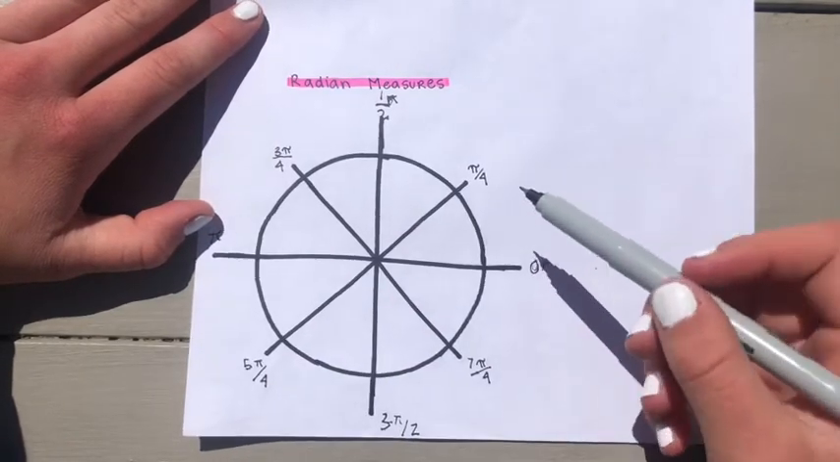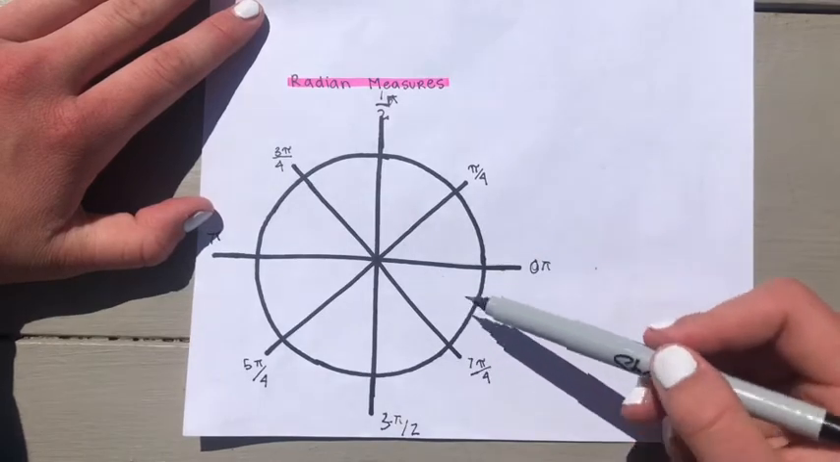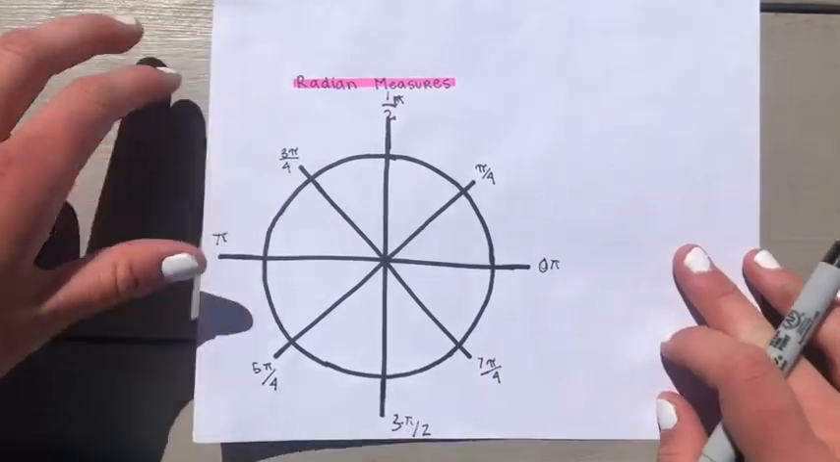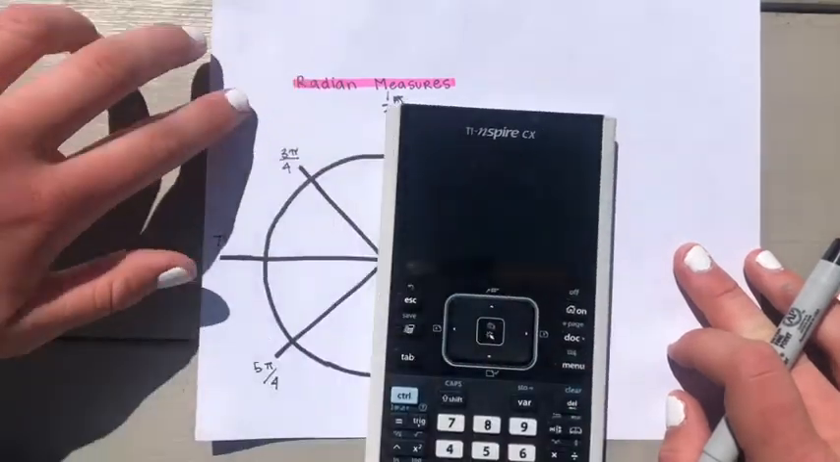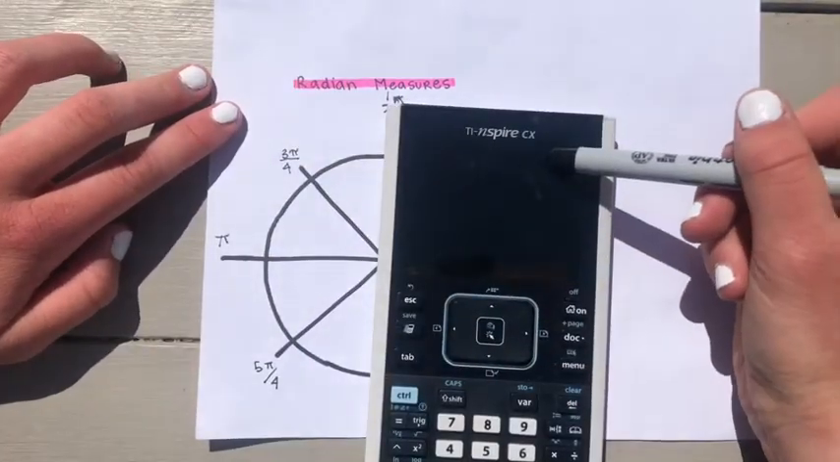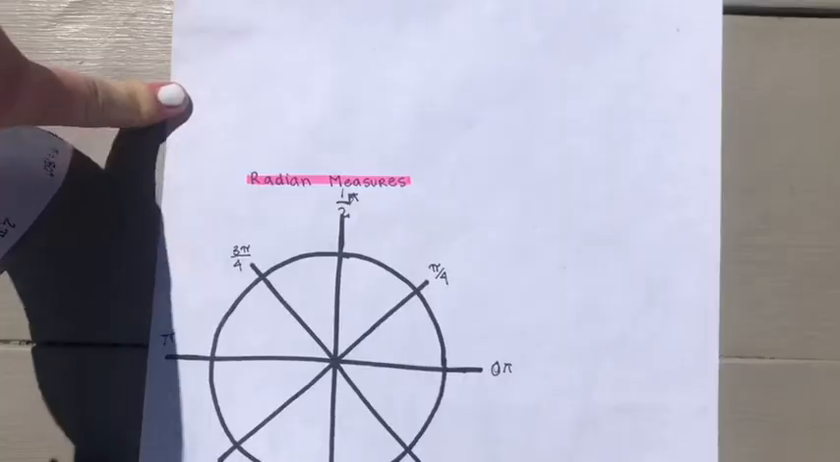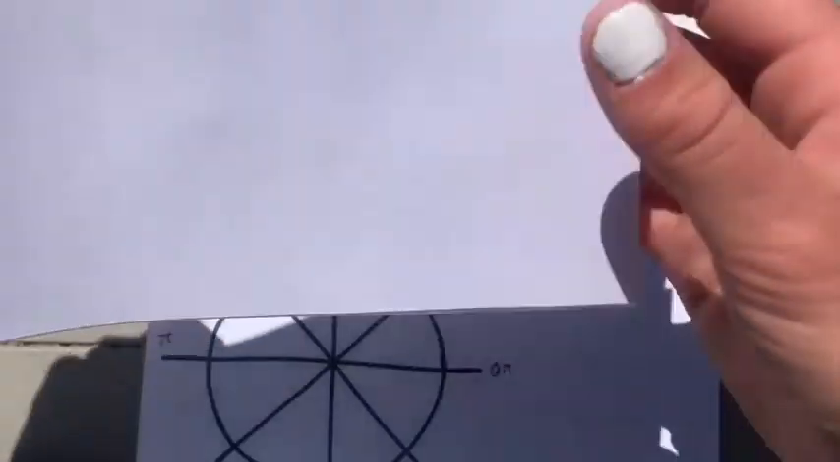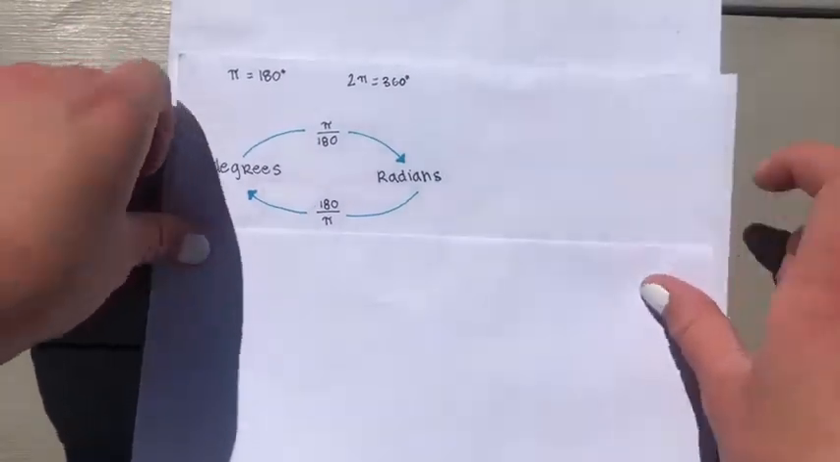It's important to note that there are many other measurements of radians that are inside this circle. When doing problems with radians, you need to make sure your calculator is in radians, and it should say up in this top right-hand corner if you have a TI Inspire. It's also easy to go back and forth between degrees and radians using this equation right here.